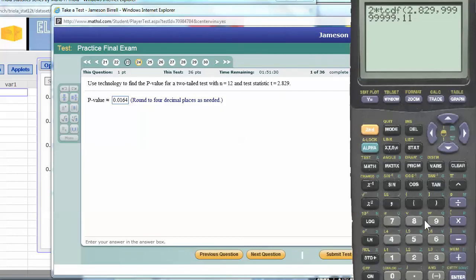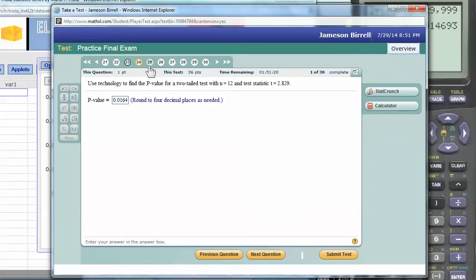Remember, you need the degrees of freedom on this. So now I'm already doubling it. Next question.